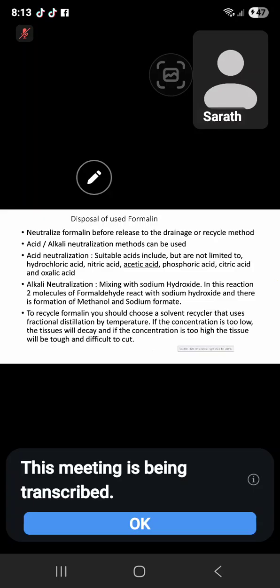If the concentration is too low, the tissue will decay, and if the concentration is too high, the tissue will become tough and difficult to cut. So that means your formalin should be ideal. If the formalin is very much diluted, the concentration is low, what will happen? The fixation will not take place. If the concentration is high, the tissue becomes tough and difficult to cut. So you must know which level of formalin should be there.